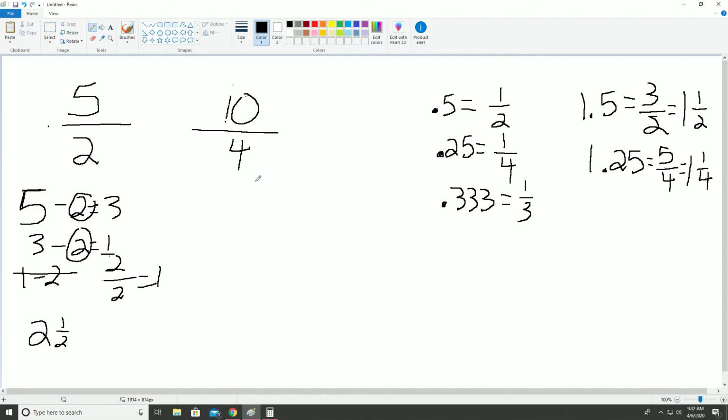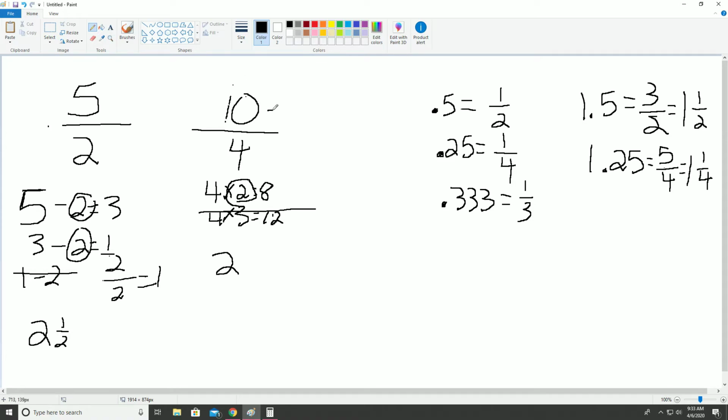Well, I know that 4 times 2 is 8, and I know 4 times 3 is 12. Okay, so I can't pull 3 out, but I know that I can pull 2 out. I can pull 2 4s out. So 2, and if I pull 2 4s out, what am I going to be left with up here?